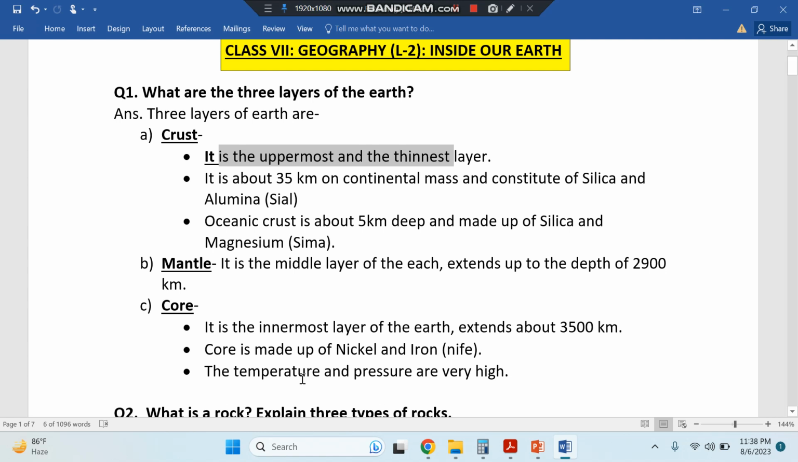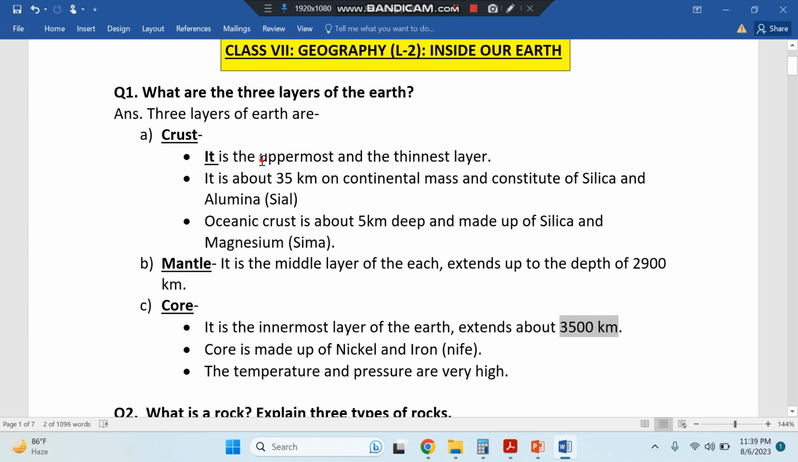So crust is about 35 kilometers deep on the continents, and the oceanic crust is about 5 kilometers deep. The main minerals of the continental crust are silica and alumina, and the oceanic crust's main minerals are silica and magnesium. Mantle is the middle layer and it is about 2900 kilometers deep. Core is the innermost layer and it extends up to 3500 kilometers.